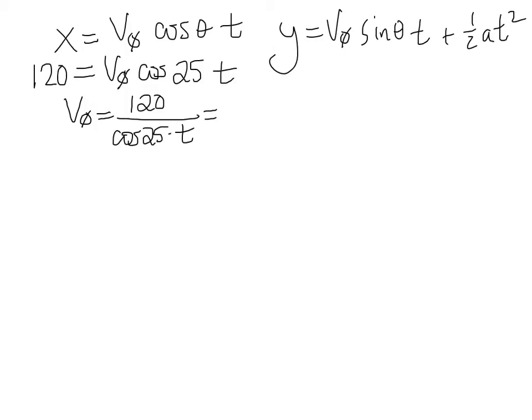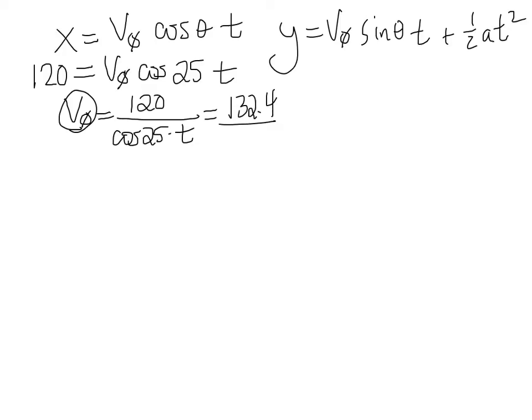I know x is 120, I know theta. So now what I'm going to do is solve in terms of v sub naught. And I'm just going to tell you that's the easiest way to do it. Again, you could do it the other way. You could solve for time in terms of v sub naught, but do what works for you. So I'm going to go ahead and take 120 divided by cosine of 25, and I'm going to get 132.4.